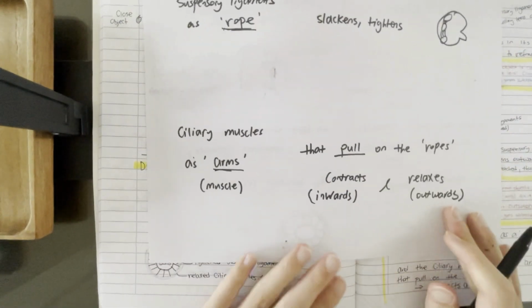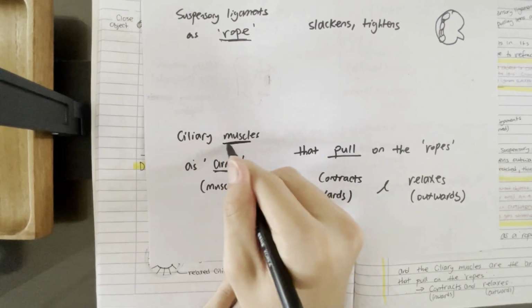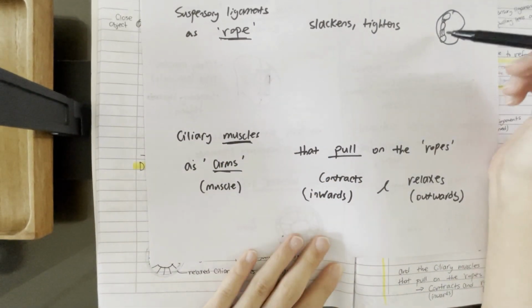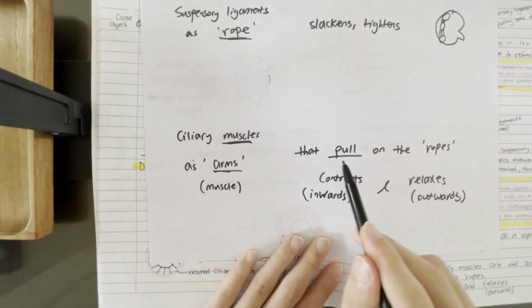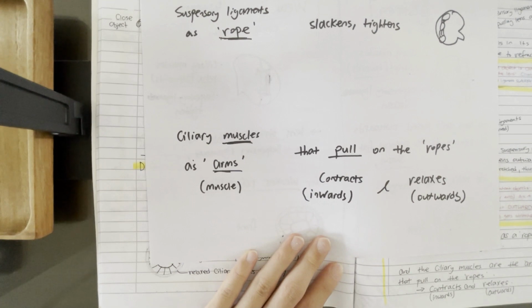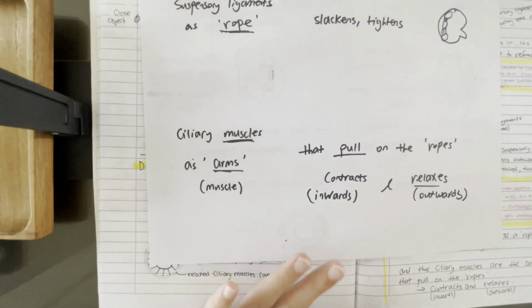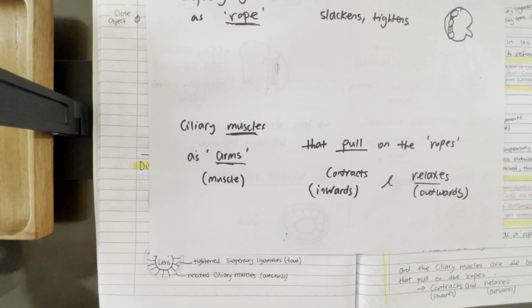In the same sense, ciliary muscles are muscles, right? Just imagine them as the arms that are pulling on these suspensory ligaments, the ropes. Our muscles can contract and relax. Our muscles contract inwards and relax outwards. That is pretty much how I would remember it.